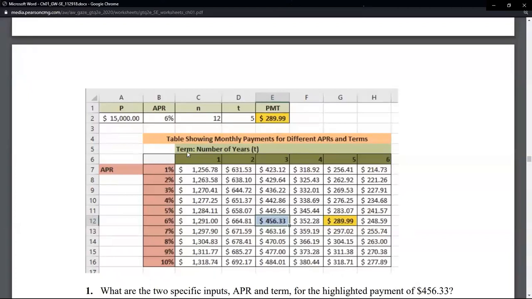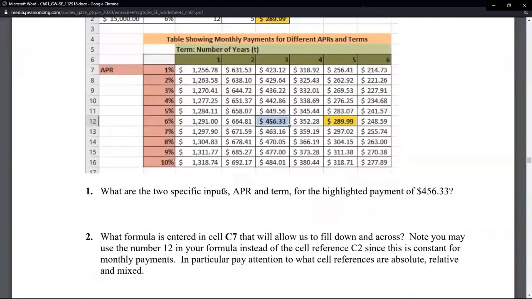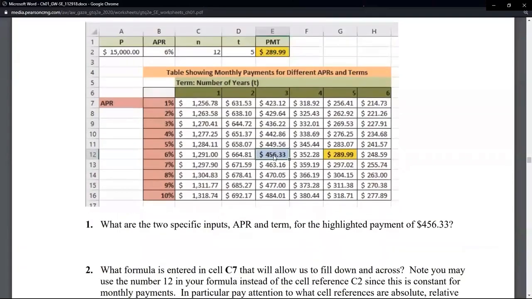So this is where we're getting to our discussion board, and we're going to close out with this. For question 1, what are the 2 specific inputs, APR and term, for the highlighted payment of $456.33? So for this one, what APR are they using to calculate this, and what length of time? That's what they mean by term. How many years for that highlighted payment? So this is really easy to figure out. I've already kind of alluded to this idea with the multiplication table, but I don't want to super spoil it right here. But being in this position tells you exactly how long and at what APR you're financing. This yellow position would be different for one of those values, but not the other.